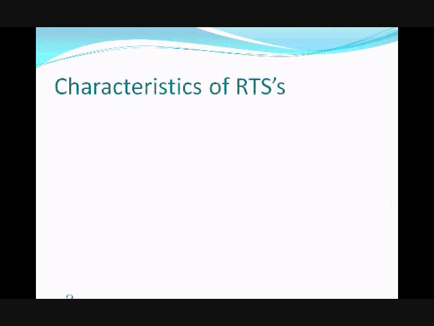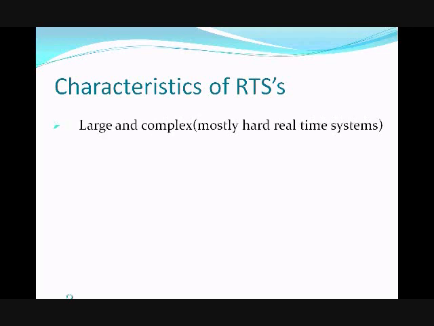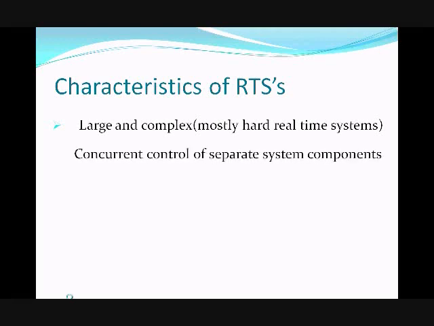Now let's take a look at general characteristics found commonly in real-time systems. Most real-time systems are complex and large. They can vary from a few hundred lines of assembler or C to 20 million lines of Ada estimated for Space Station Freedom. Real-time systems have concurrent control of separate system components.